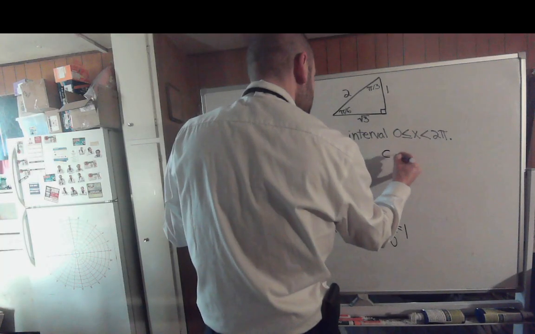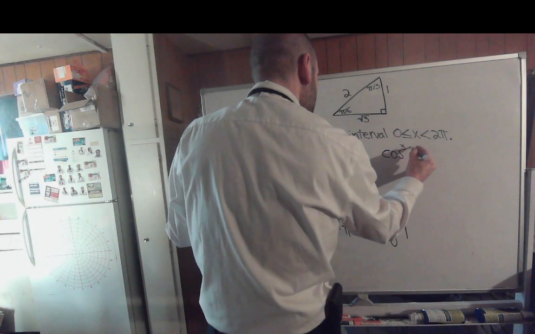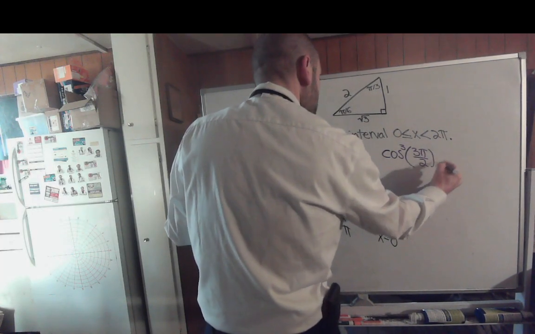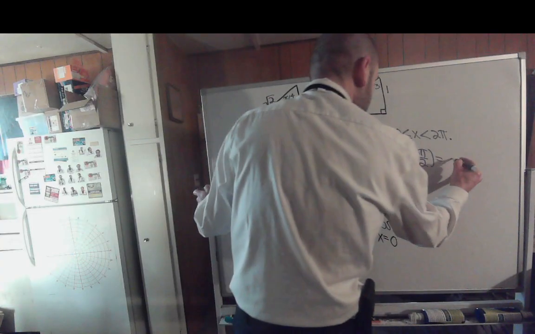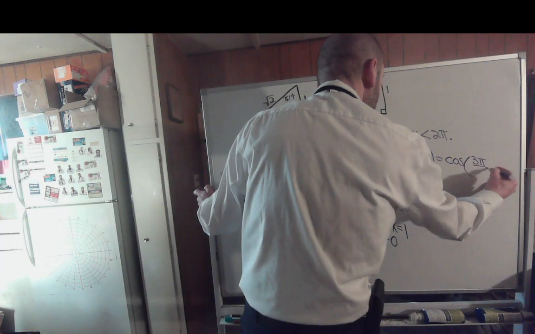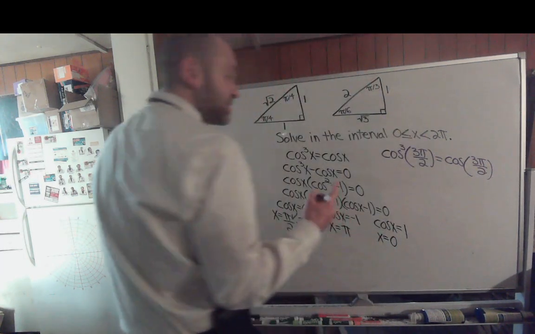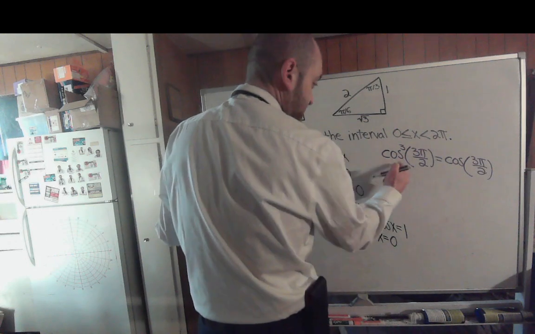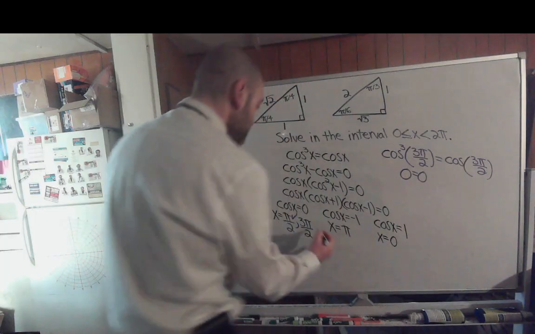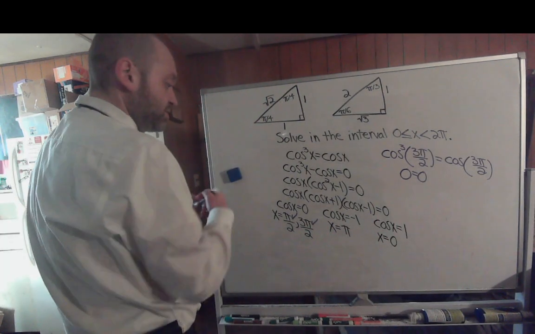So the cosine cubed of 3 pi over 2 is equal to the cosine of 3 pi over 2. Well, what is the cosine of 3 pi over 2? That's 0, and 0 to the third is 0, equal to 0. So 3 pi over 2 also checks out.